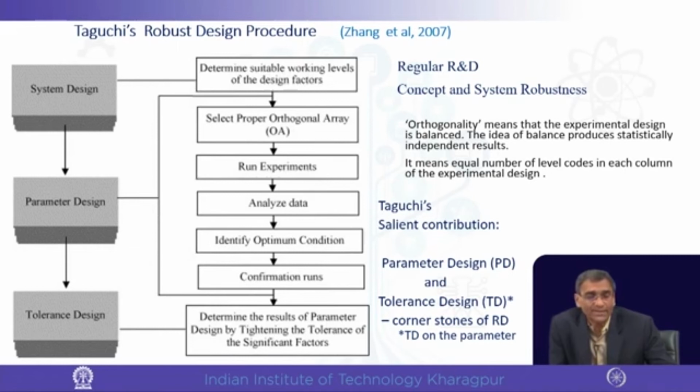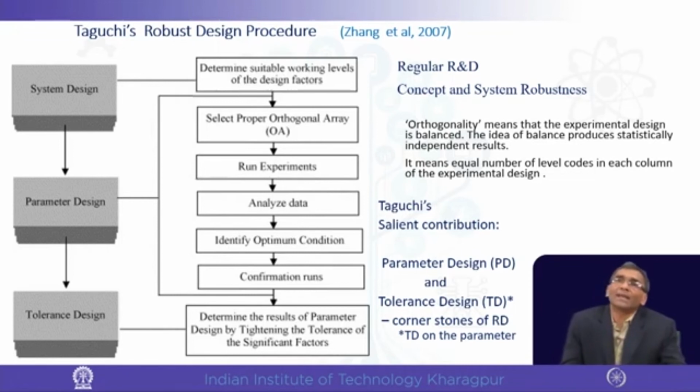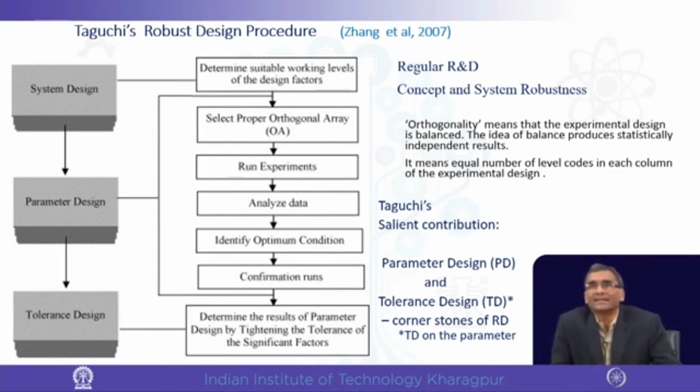Then actually carry out the experiment, run the experiment, analyze the data, and identify the optimal condition, which combination of parameters: A at minimum, B at maximum, C at medium, D at minimum, E at maximum, like that, or that particular value. When I say maximum, maybe it is 60 degrees centigrade, those kind of values, and then a confirmation run. So this is it, and then tolerance design.